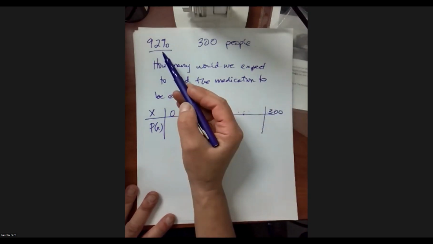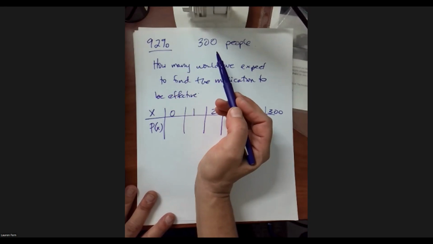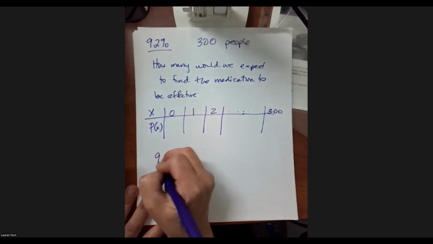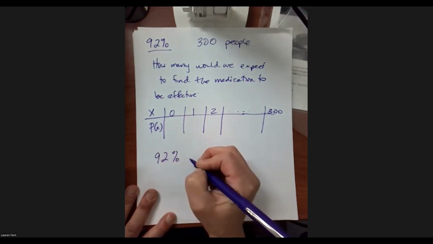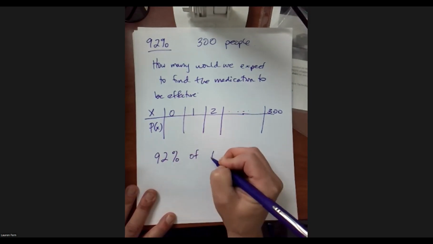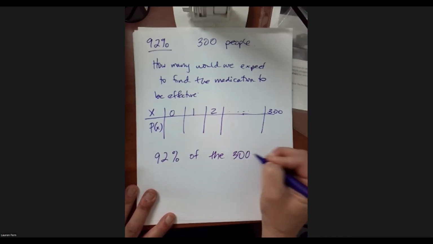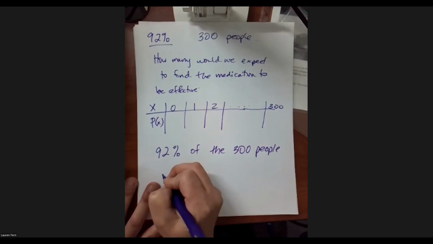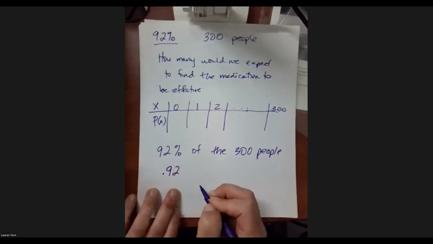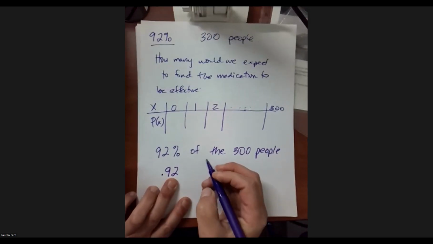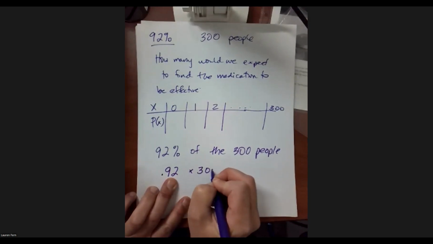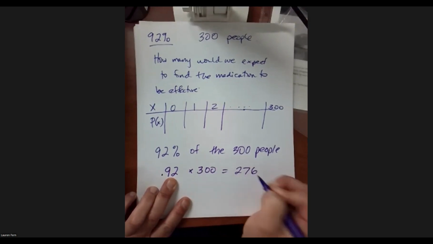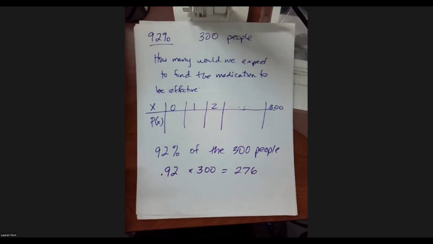Wouldn't we expect it to be effective for 92% of 300 people? What is "of" in math? What operation does that tell us to do? Good. "Of" in math means multiply. So we would say 92%, we've got to change it to decimal form, times 300, and we just get 276.